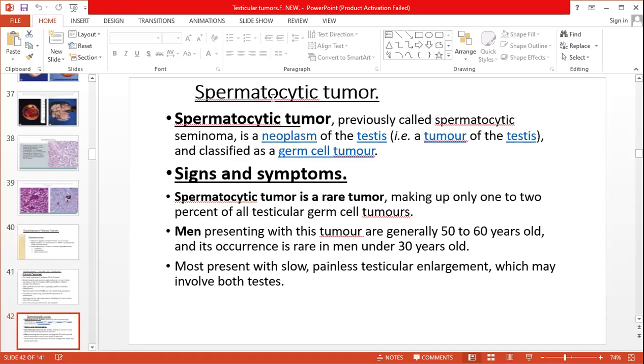Now the spermatocytic tumors, previously called spermatocytic seminomas and classified as germ cell tumors. Signs and symptoms: they are very rare tumors, making up only about 1 or 2% of all testicular germ cell tumors. Men presenting with this tumor are generally 50 to 60 years of age. Occurrence is rare in men under 30 years of age.